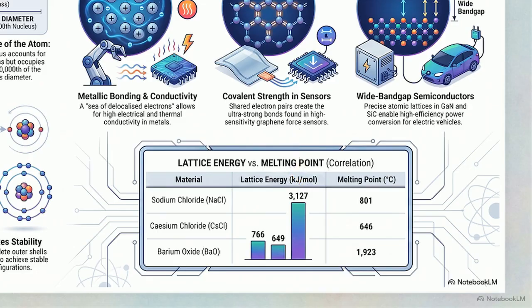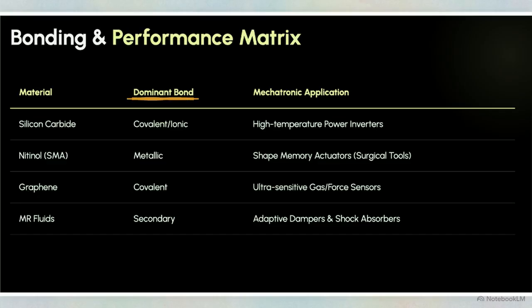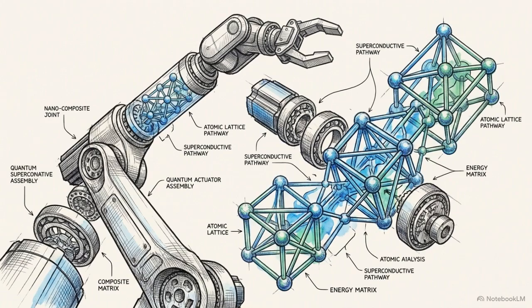This matrix maps dominant atomic bonds directly to their real-world mechatronic applications, from covalent bonds in graphene force sensors to metallic bonds in shape memory surgical tools. Mastering these microscopic atomic blueprints elevates you from building basic components to engineering the highly reliable, intelligent systems of tomorrow.